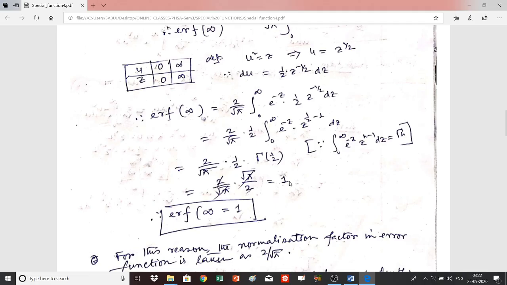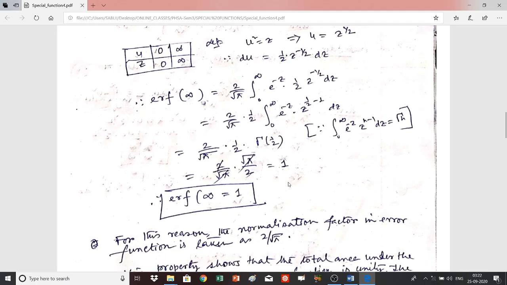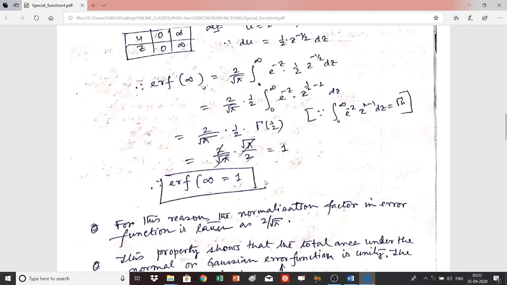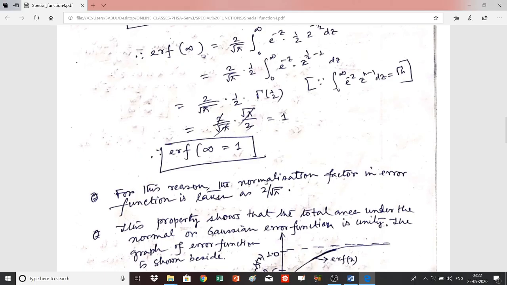After calculation, you get erf(infinity) is equal to 1. For this reason, the normalization factor in the error function is taken as 2 by root pi, since then erf(infinity) becomes 1. So because of this, this term, 2 by root pi, is used as the normalization factor.